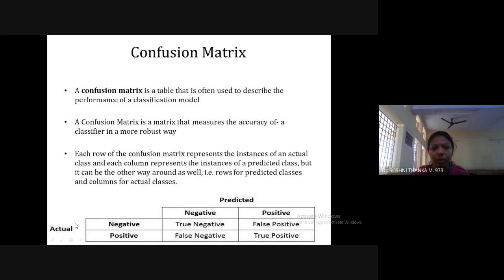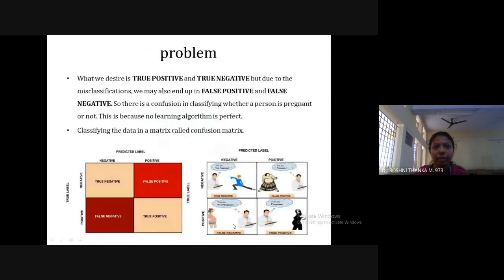In some confusion matrices, the actual value will be in the columns and the predicted value in the rows, but both are okay. You just have to see where it is represented. Here we are going to see the actual values in the rows and the predicted values in the columns. I hope you got what true positive, true negative, false positive, and false negative are. Let's discuss it a little more.